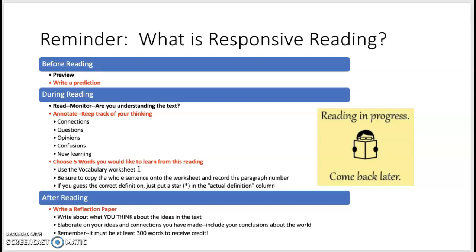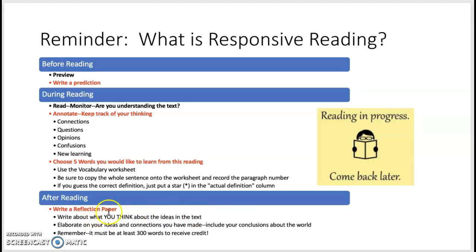If it's wrong, if you guessed wrong, and you have to write that definition in the actual definition column, then you need to paraphrase, which means you need to put that definition in your own words so I know you understand it. Copying the dictionary definition does not guarantee that you understand what that word means. So you need to figure out the meaning of the word and paraphrase the definition in that third column. Okay? Then that's it. 5 words. Done. You're done with your during reading phase. The last stage of the reading process is after reading.